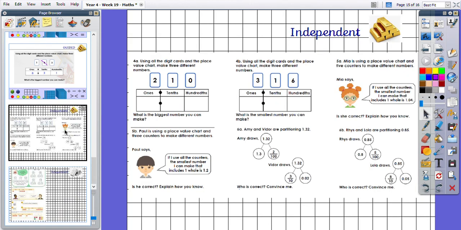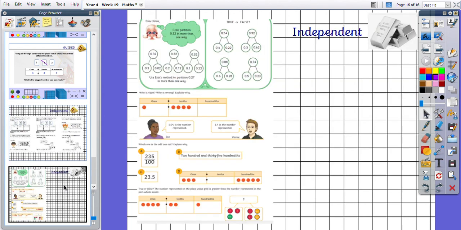So your gold questions are on the website and they are also here for you to have a look at. And then when you finish those, you have platinum questions to be getting on with independently, which again are on the website.